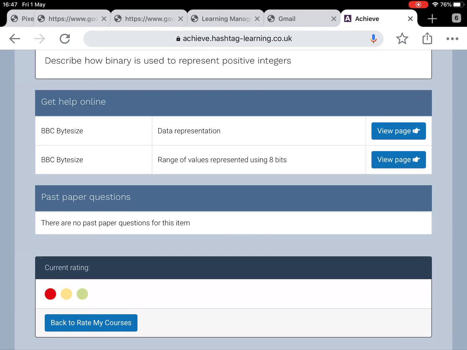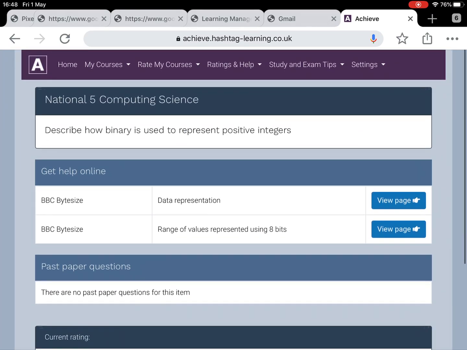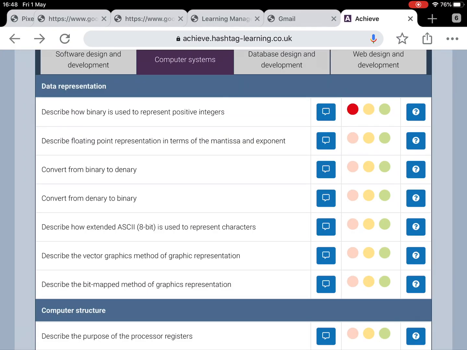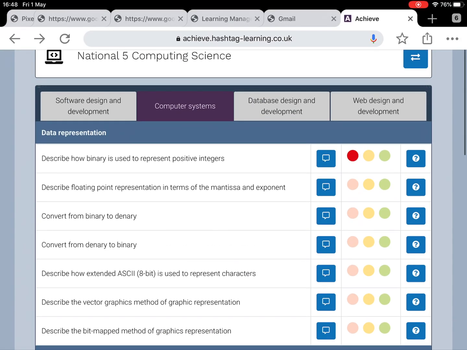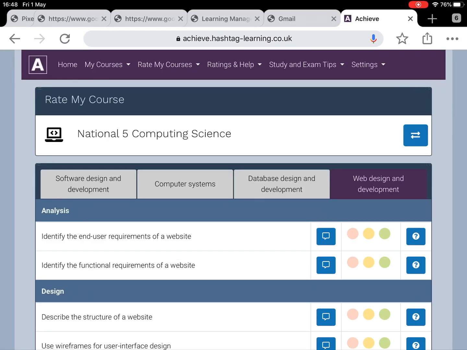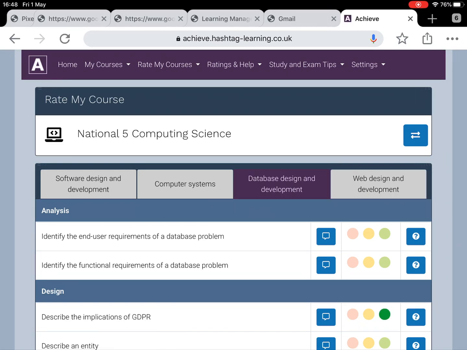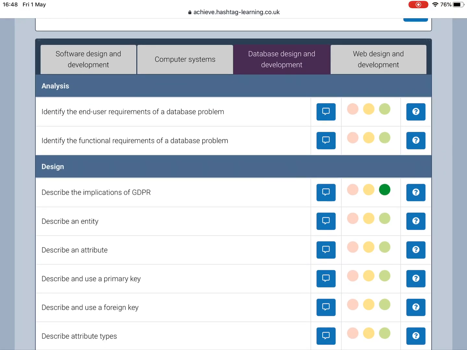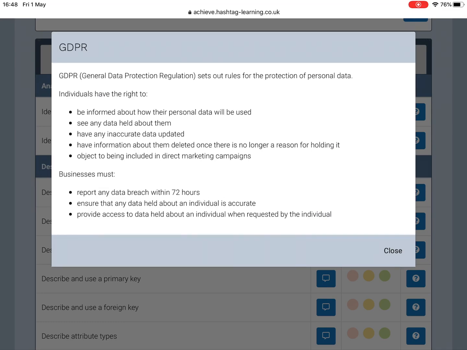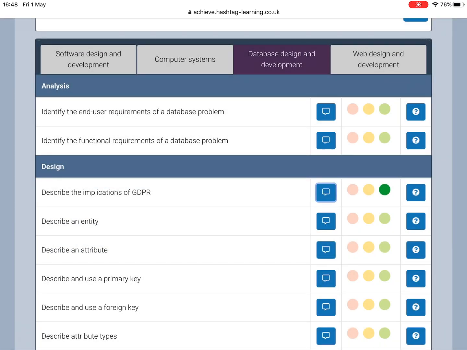For some questions there will be a past paper question as well, so I'm going to go back and I'm going to try and find a question that will have that. So let's go for database design and development. Describe the implications of the GDPR. Okay, so that's this one here. I've given it a green just now because I think I'm quite happy with that. If I go to the speech bubble, this is the information I have. Now, this is all very good if you are making a flashcard or your own resources to make it a bit active. You can be using these as factual information or theory.